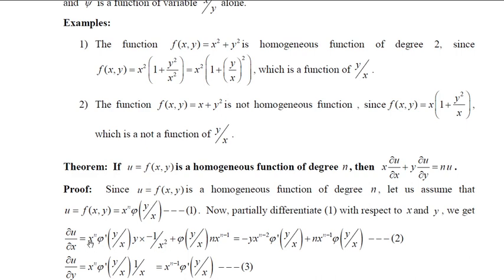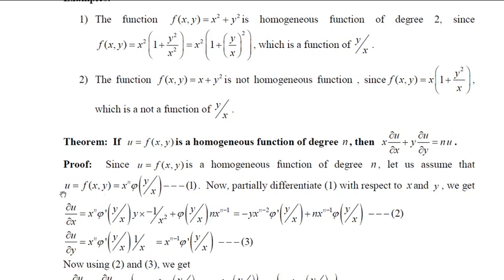Here also there is x to the power of n. Since they are of the same base, we can add the powers, so that you will get x to the power of n minus 2, and there is one minus sign with y, so minus y into x to the power of n minus 2 into phi dash of y by x, that is your first term, plus n into x to the power of n minus 1 into phi of y by x. Let's call this equation 2. So your dou u by dou x is this.